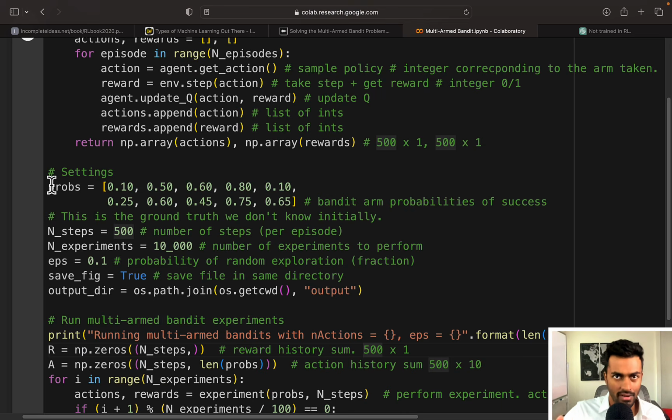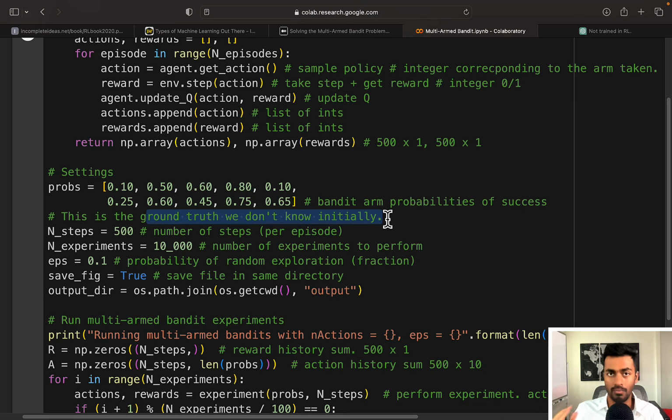In this case, we are considering 10 arms instead of the 4 arms, where each of these are probabilities of success. So going for the first slot machine will give you a 10% chance of actually winning. Second slot machine is 50% chance. Third is 60% chance, and so on. Now note that these are probabilities that we do not know going into this.